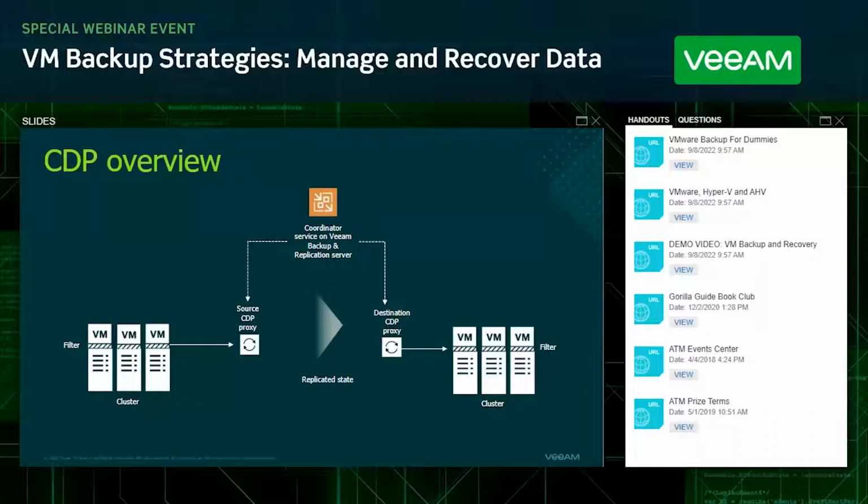God forbid you have to fail over. It's literally a one-click failover. You can do things like re-IP the machines and remap the network. And then that way, when you do fail over, anybody logging in from the outside world has no idea you're actually running from your secondary location.